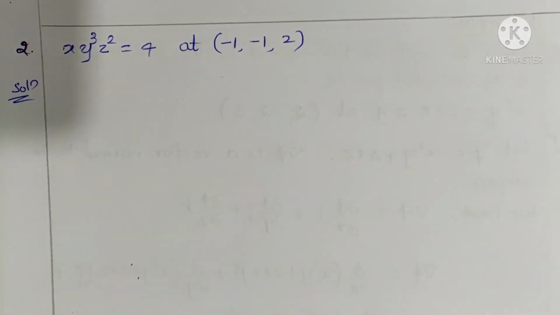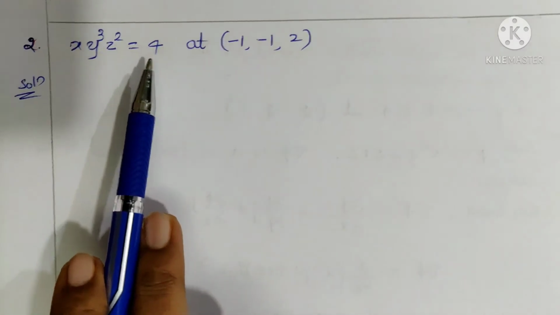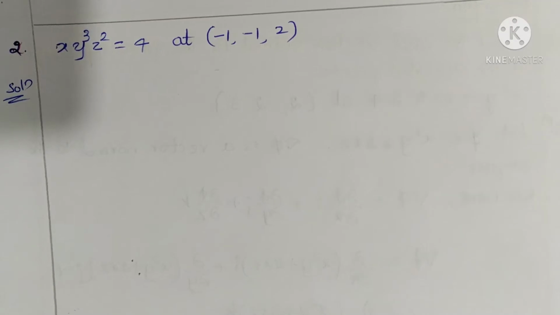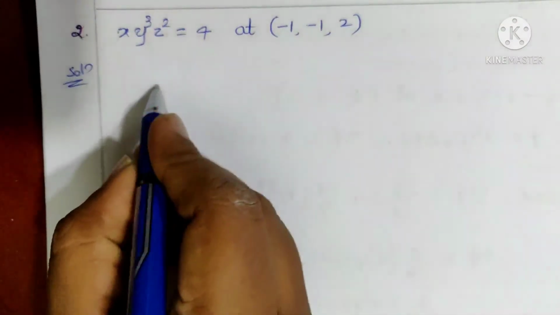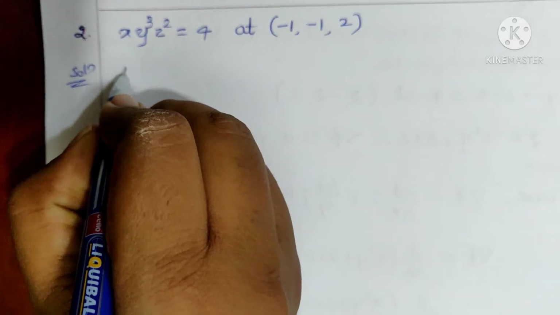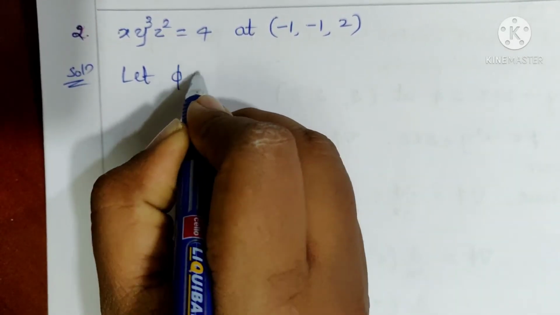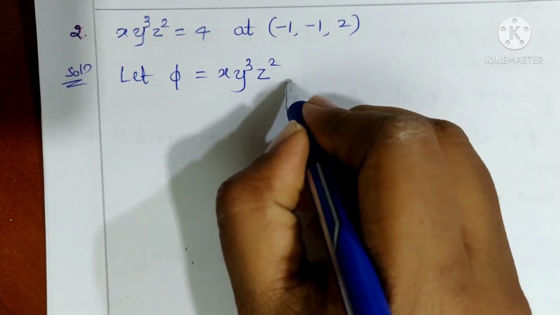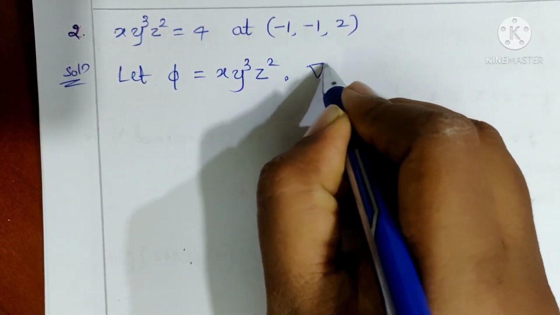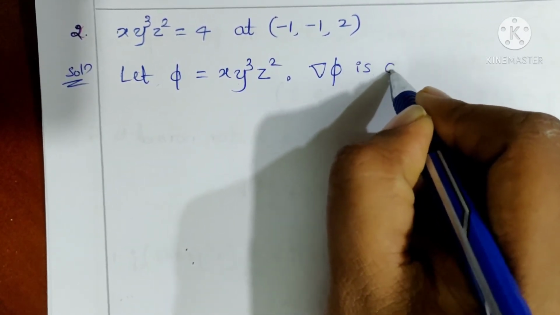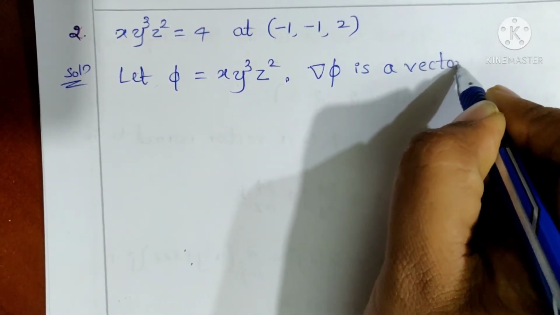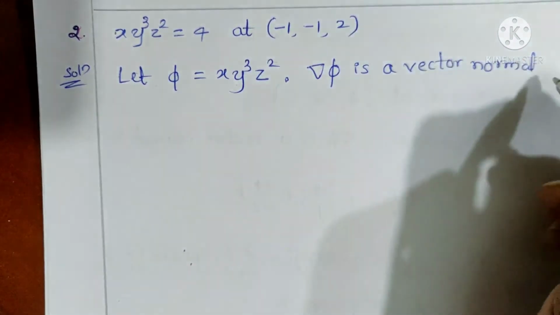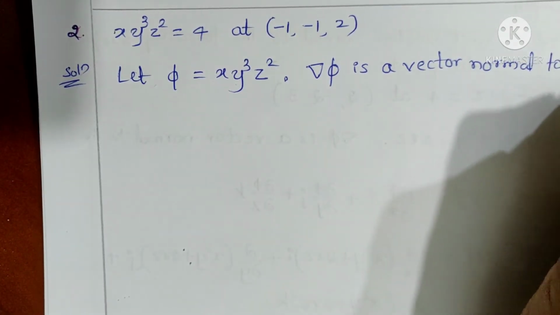Next example: x y cube z square is equal to 4 at (minus 1, minus 1, 2). Again we need to find a unit vector normal. So let phi be x y cube z square. Then del phi is a vector normal to the surface.